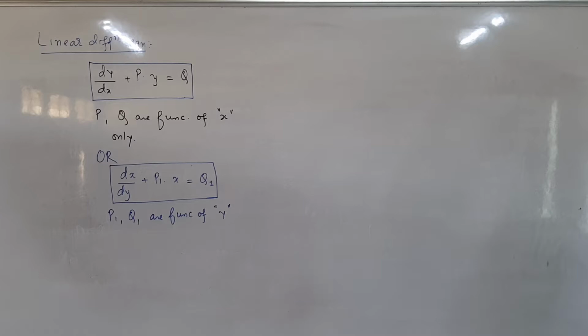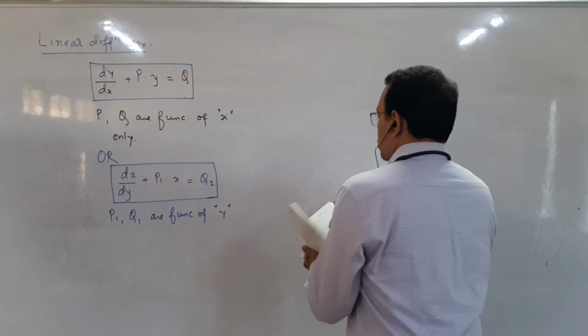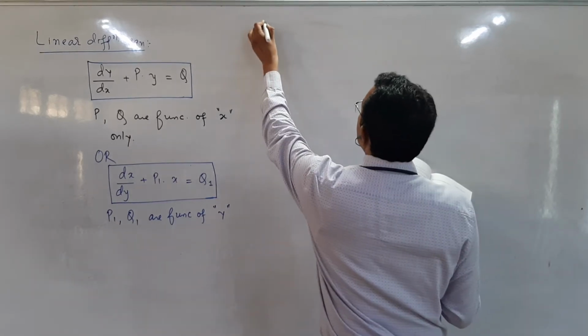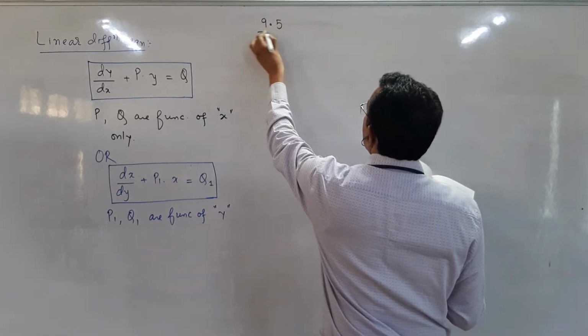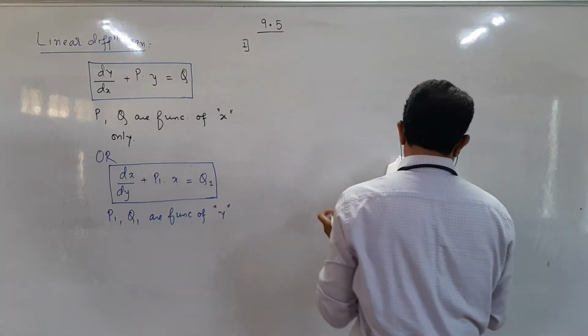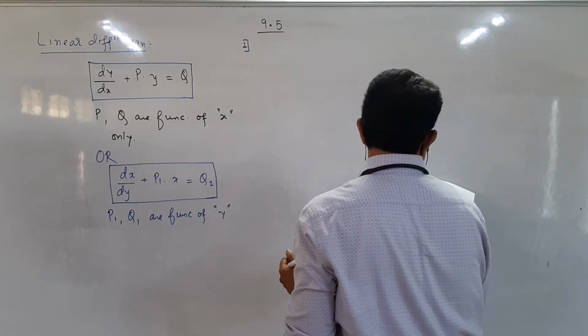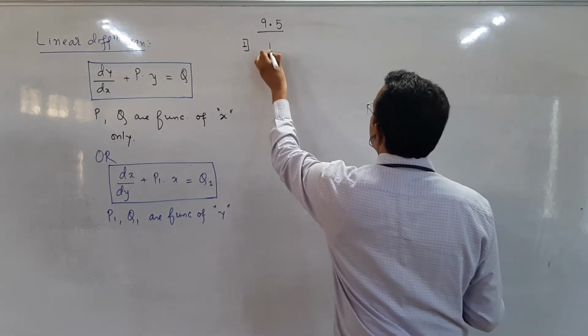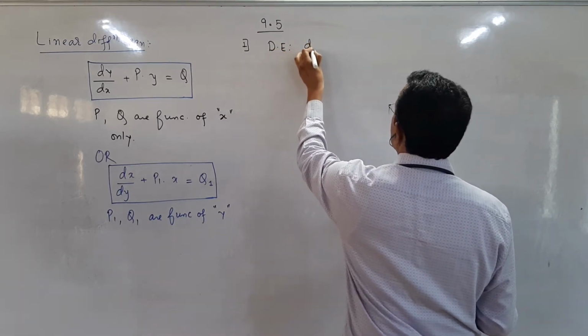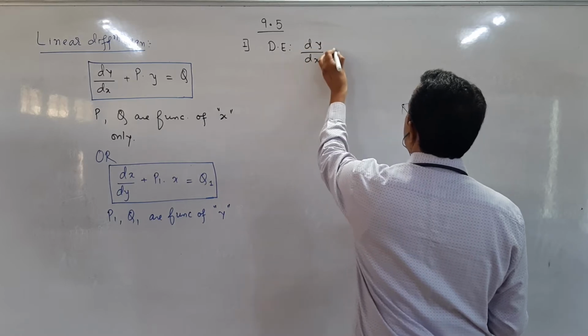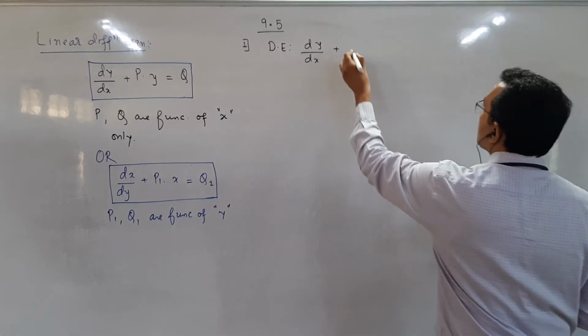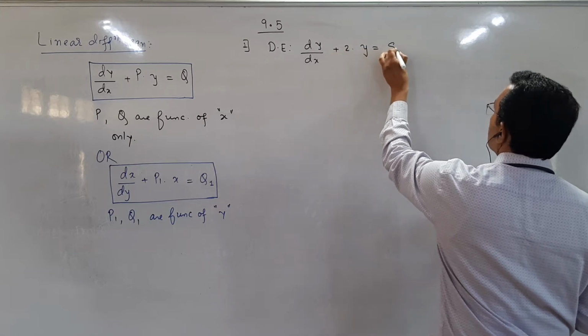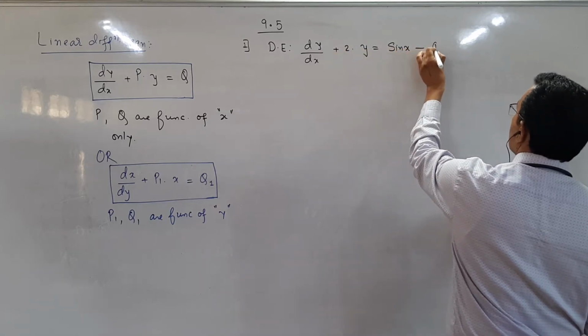We start with exercise 9.5 and do some of the basic sums. Now, students, the first sum, exercise 9.5, sum number 1. For each of the following differential equations we have to find the GS. Given differential equation is dy by dx plus 2 into y is equal to sin x.